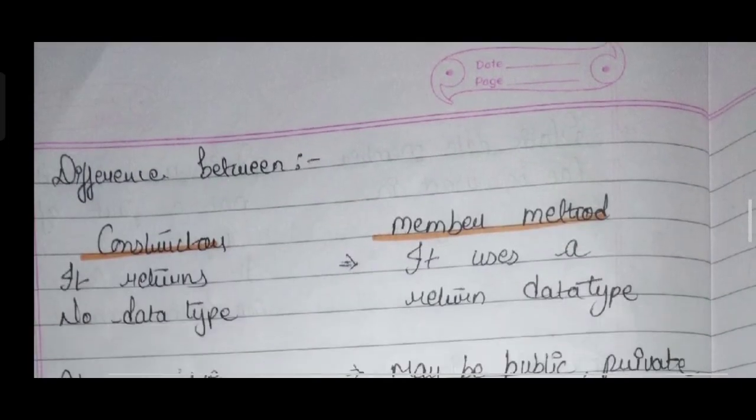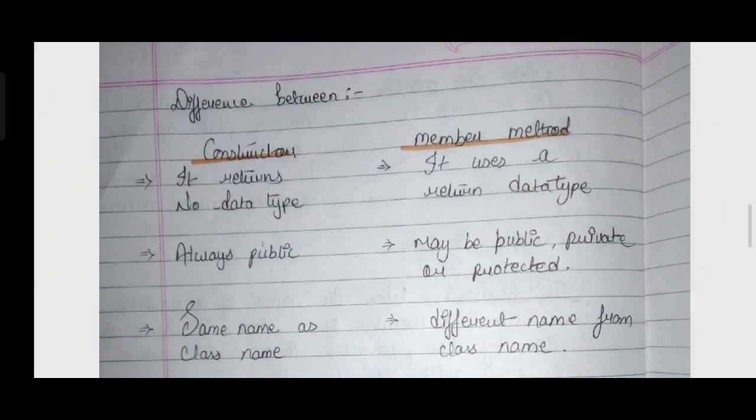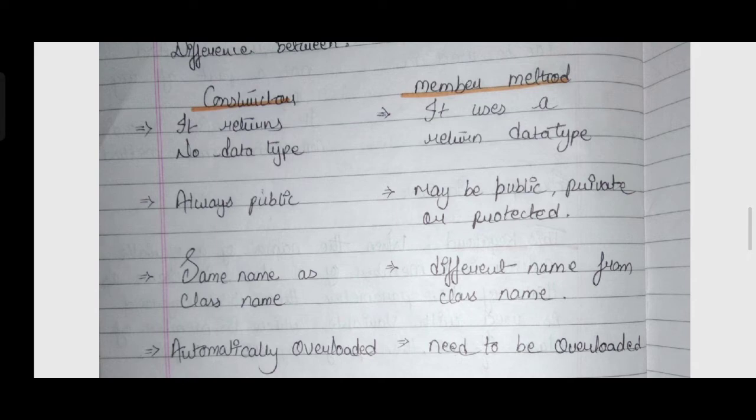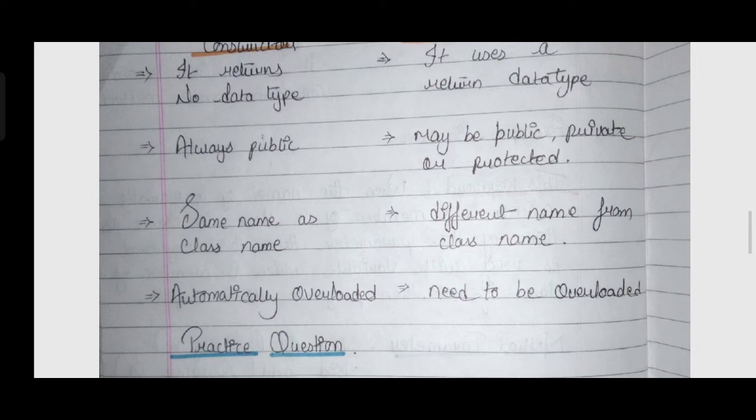Now next is the difference between constructor and member method. First, a constructor has no return data type, but a member method uses a return data type. Next, a constructor is always public, but a member method may be public, private, or protected. We can declare as per our requirement. A constructor has the same name as the class name, but member methods cannot have the same name. They have a different name from the class name. Constructors are automatically overloaded, but member methods need to be overloaded. Means they are not default overloaded.